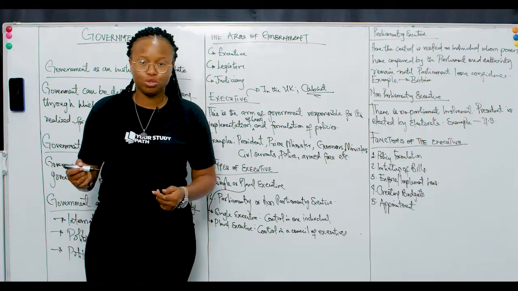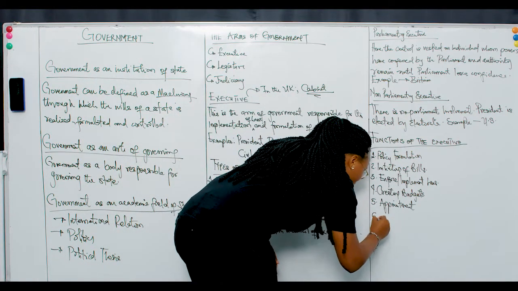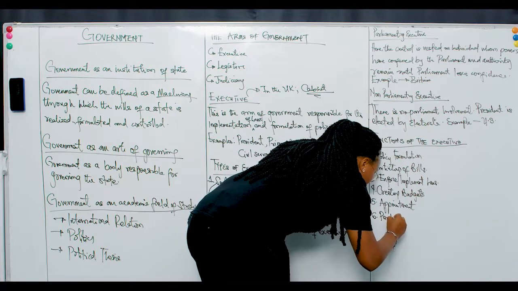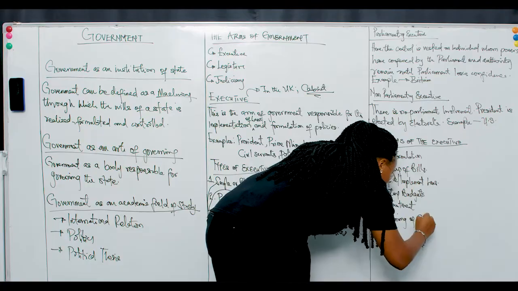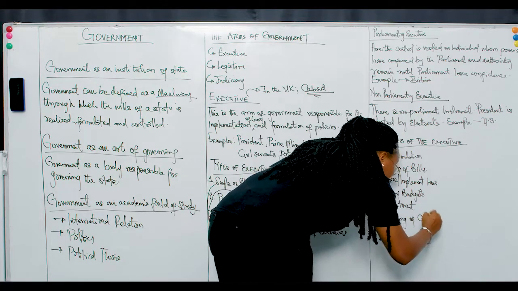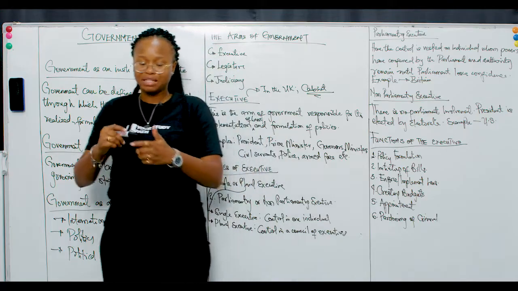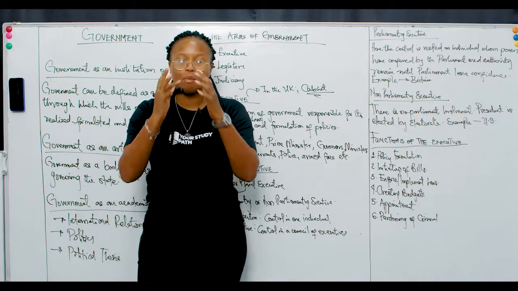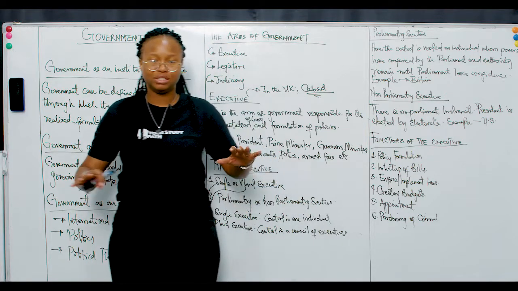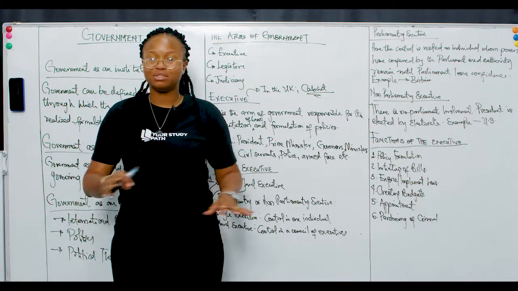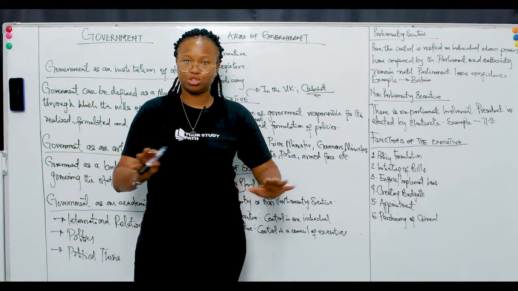Another function of the executive is pardoning of criminals, right? This is also one of the roles that have been provided to the president. The president could walk into a prison, and then maybe at the end of every year, they are allocated a specific number of prisoners that they can give pardon. And that pardon is binding. It means that whatever crime that they were convicted for, they are now fully let go of such crimes.